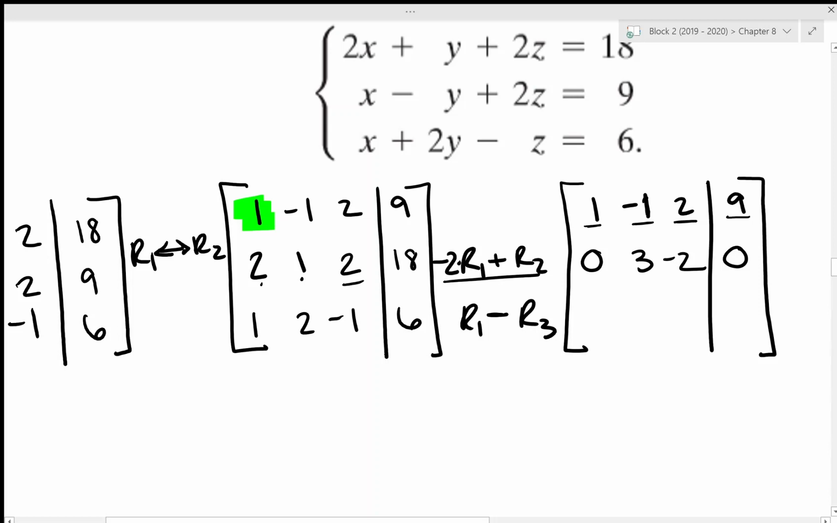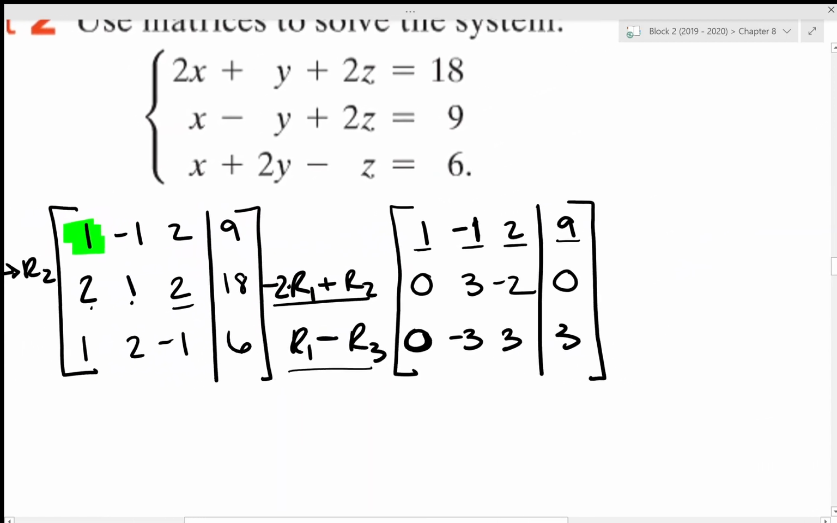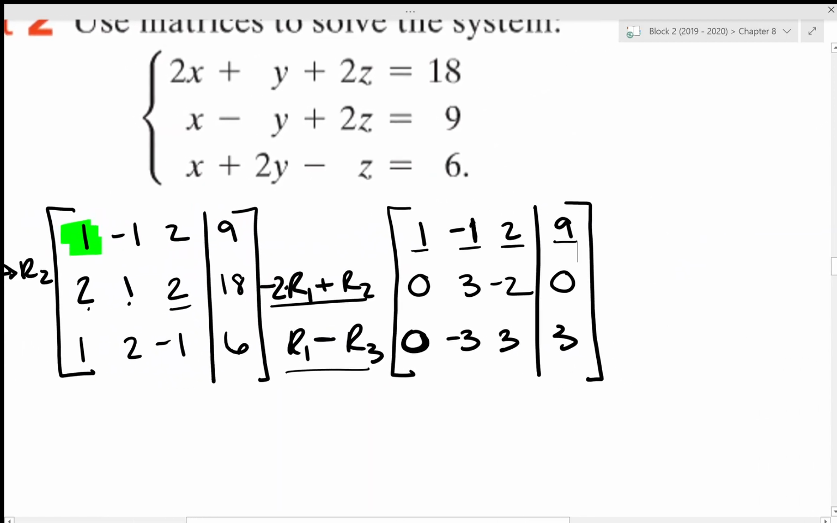Now for row 3, I just want to take the first row and subtract the third row. So 1 minus 1 is 0. Negative 1 minus 2 is negative 3. 2 minus negative 1, I'm going to add, so it's 3. And then 9 minus 6 is 3. So here we go. And again, feel free to pause whenever you need to. If you feel like I'm going too fast, just pause. That's totally fine, and you could always come back to the video.